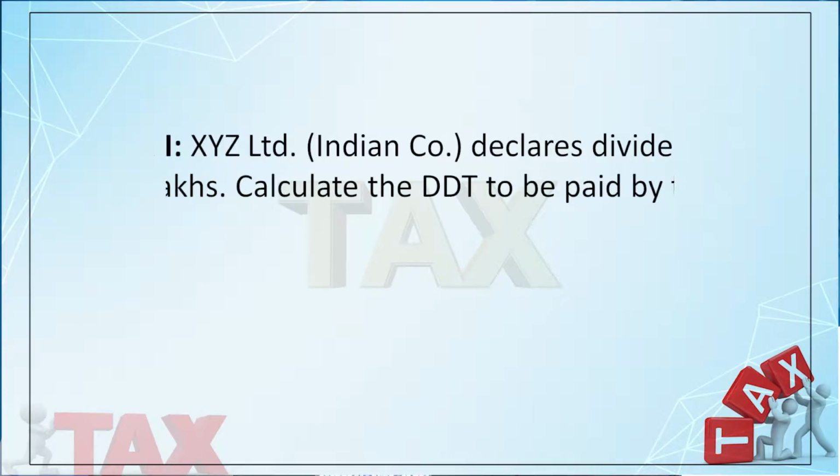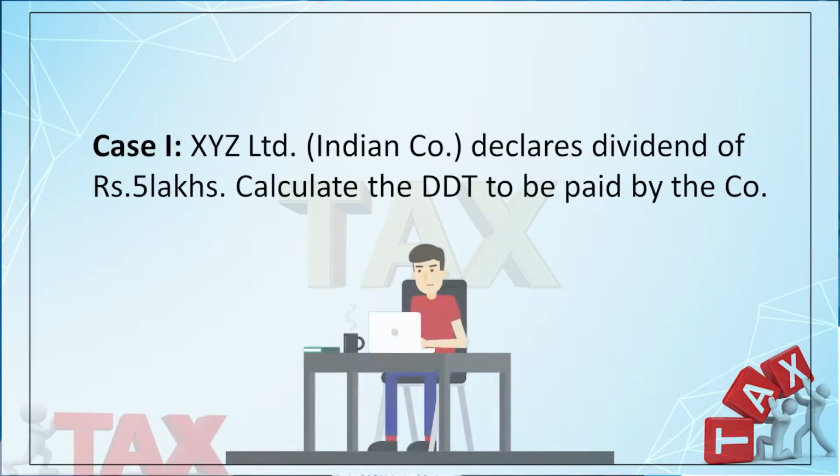Case 1. Suppose XYZ Limited declares dividend of 5 lakhs. How do you calculate the DDT, that is Dividend Distribution Tax, to be paid by the company? It is an Indian company. So, the company has to pay dividend tax for the year in which it pays the dividend. Here the company pays rupees 5 lakhs of dividend.